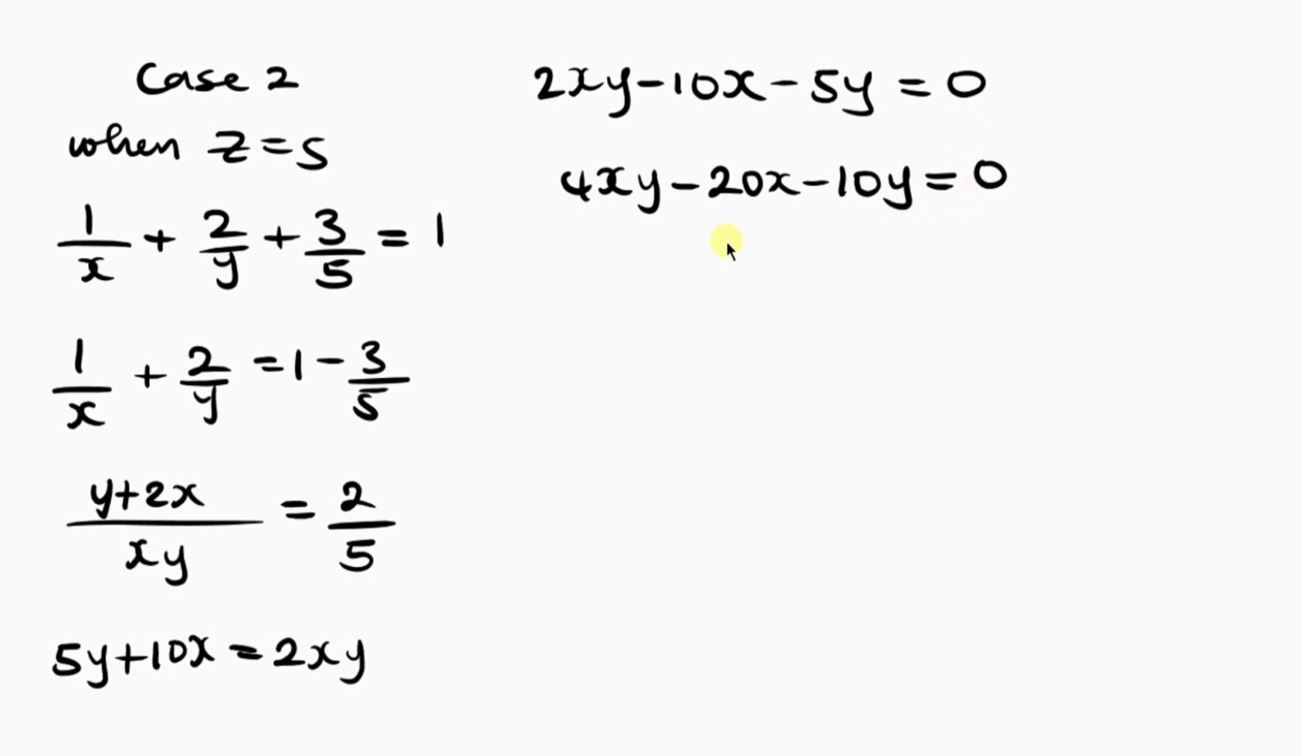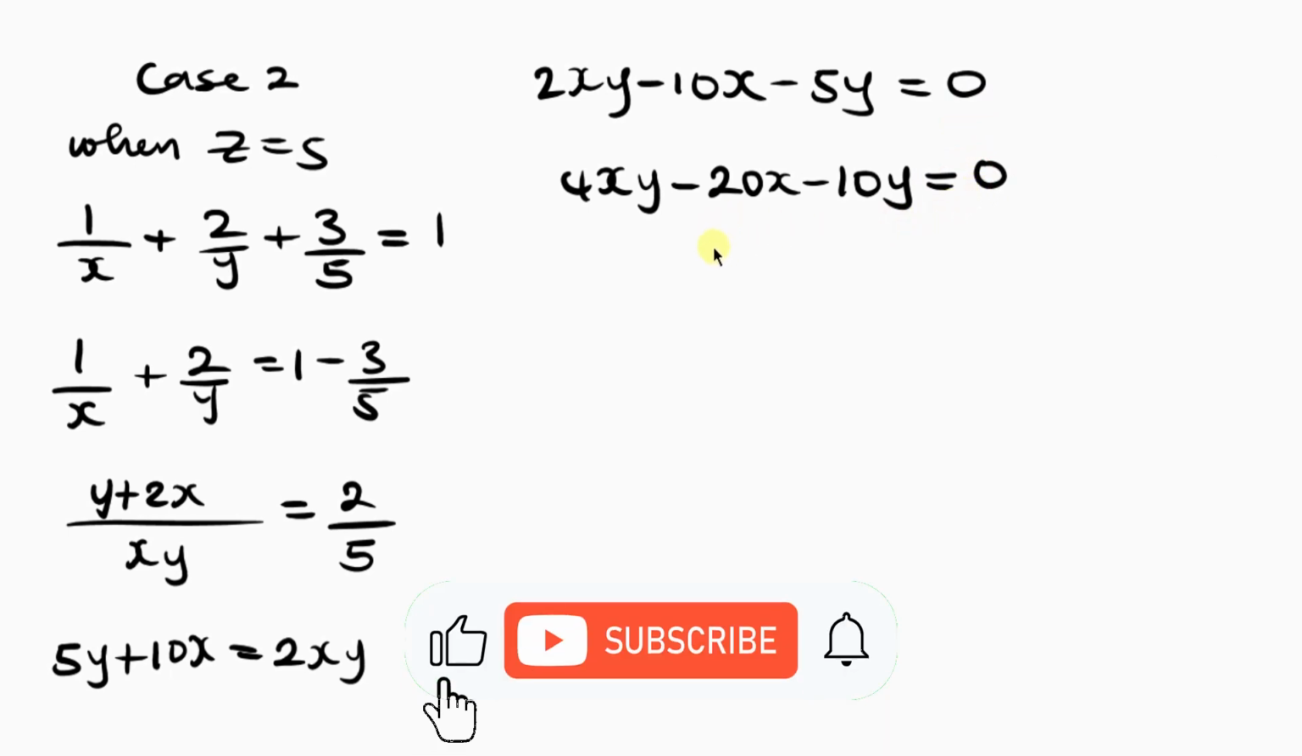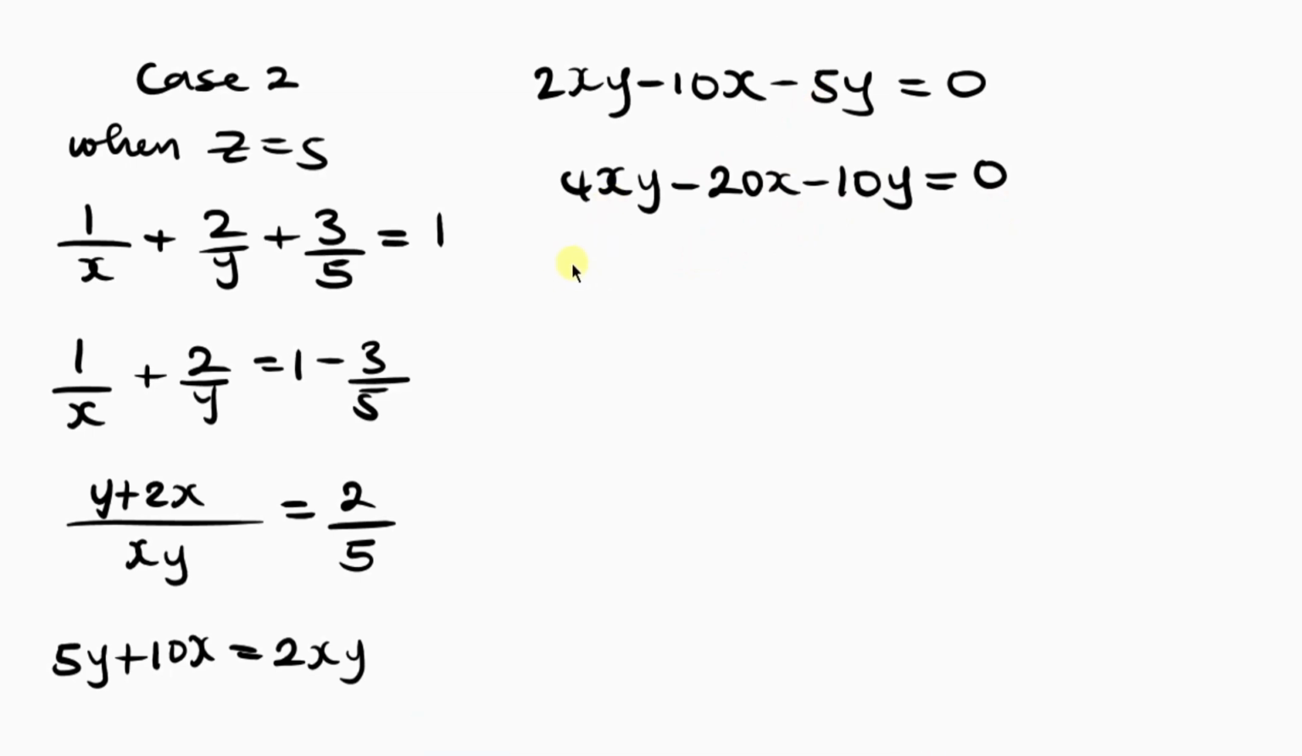So now let's add 50 to both sides of the equation so that we can factorize this. So adding 50, we have 4xy minus 20x minus 10y. Now add 50 to the left and also add 50 to the right. And now looking at this expression, you notice that 2 can divide through. So let's use 2 to divide through in order to reduce the values that we have.